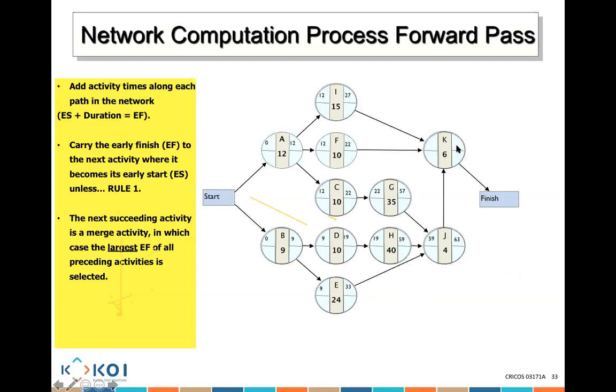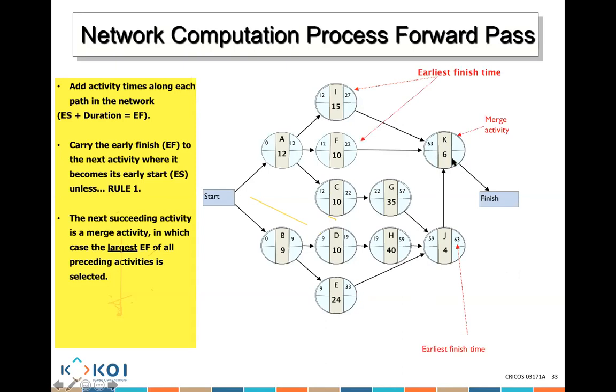What's merging into K? I, F, and J. Which one is the biggest? J, 27. J is how many days? 63. So 63 becomes the start of K.